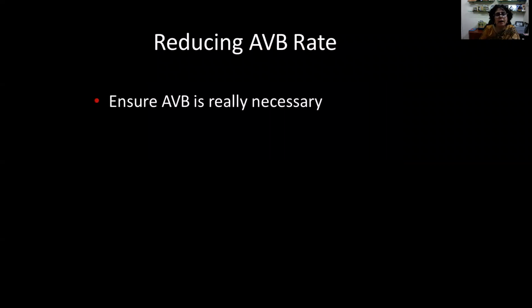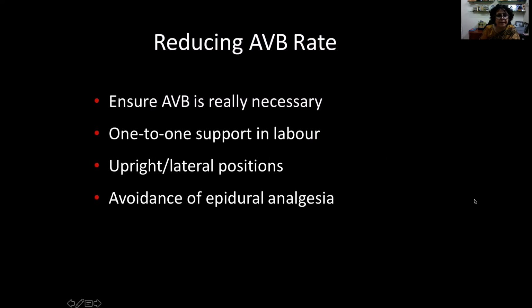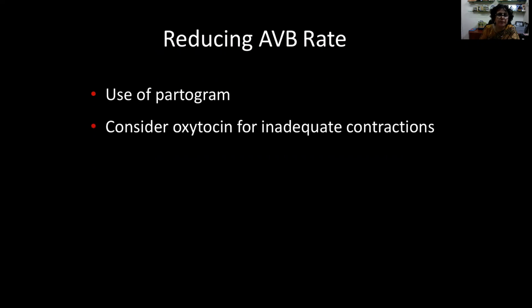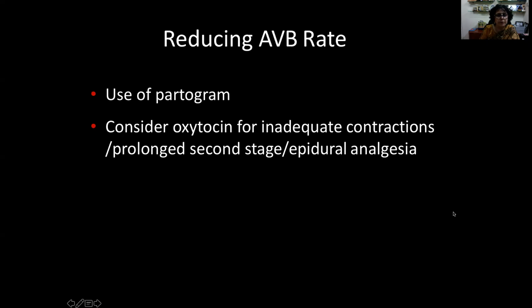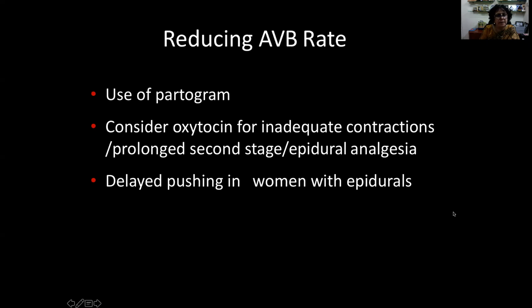Now reducing the assisted vaginal birth rate ensures a really necessary 1-to-1 support in labor, upright lateral positions, avoidance of epidural analgesia. Again, we can reduce the assisted vaginal birth rate by use of partograms. Consider oxytocin for inadequate contractions, prolonged second stage and epidural analgesia, and delayed pushing in women with epidurals.